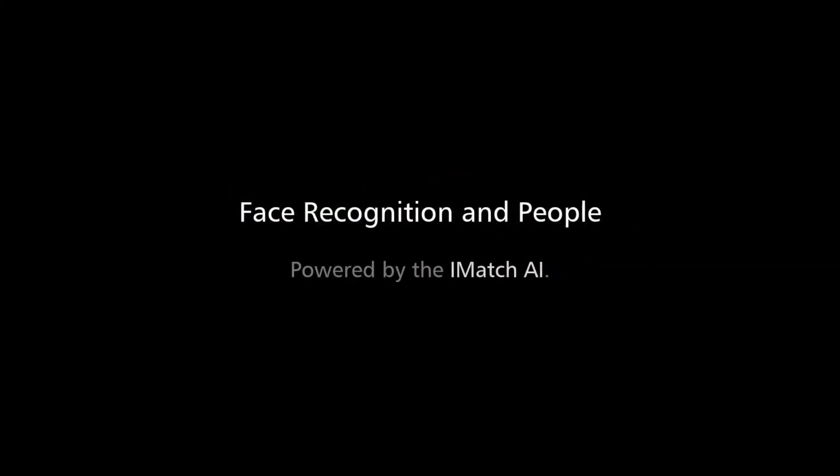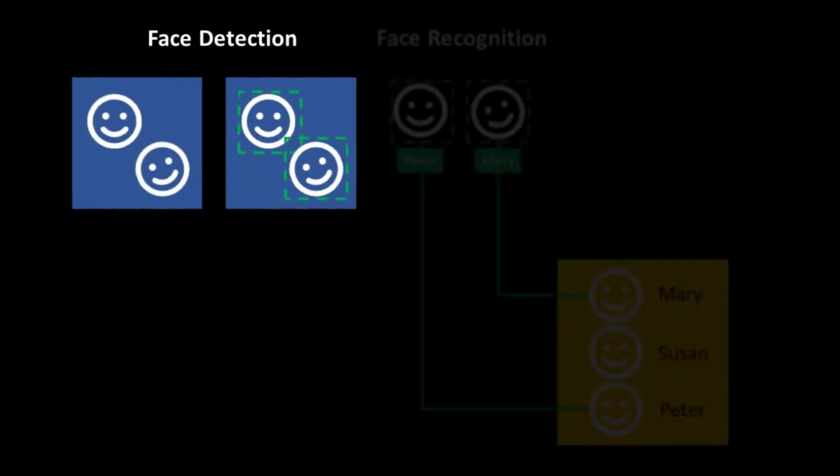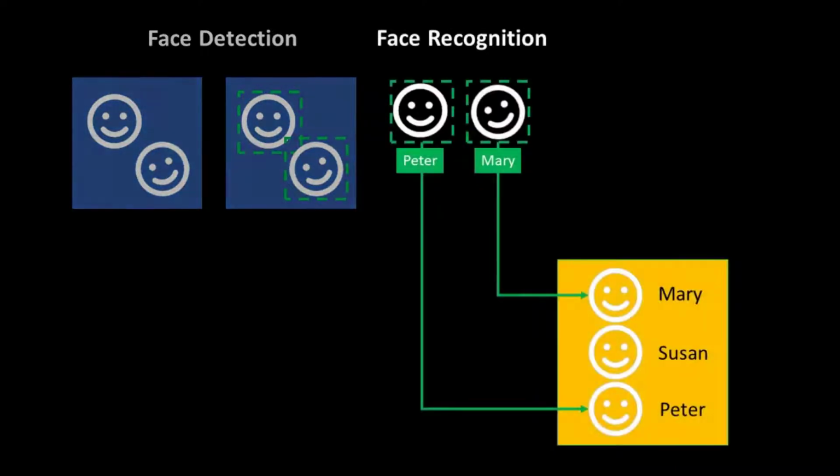Face recognition is one of the coolest features in IMatch. It is a two-step process. In the first step, IMatch identifies faces in your images, and in the second step, it links these faces to persons you have created.